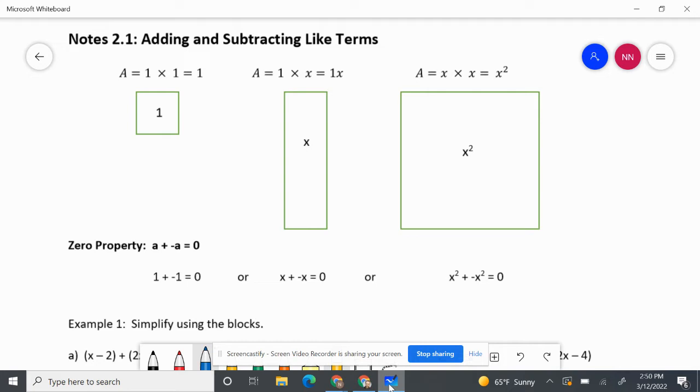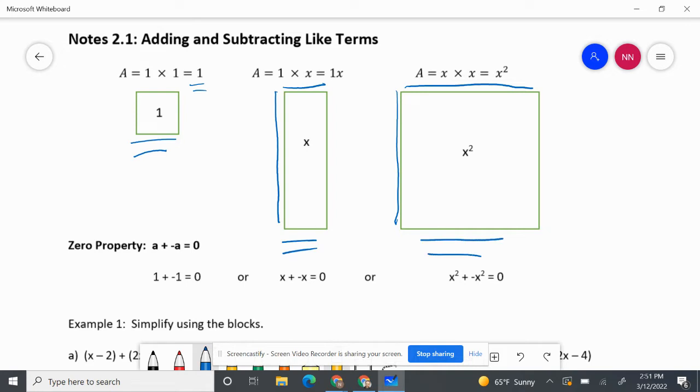So it's important to know that there are three different types of terms that we're going to be looking at. One is our constant term, which is just a number. It could be 1, 2, 3. I'm thinking of it like a little square. The other one is the x term, and this is a 1 by x length, and so we call that 1x. And the third term we're going to look at is x squared, so that's an x by x length. I like the visuals because we need to know that a 1 and an x squared are not the same thing. So when we're combining them, we need to know which is which.